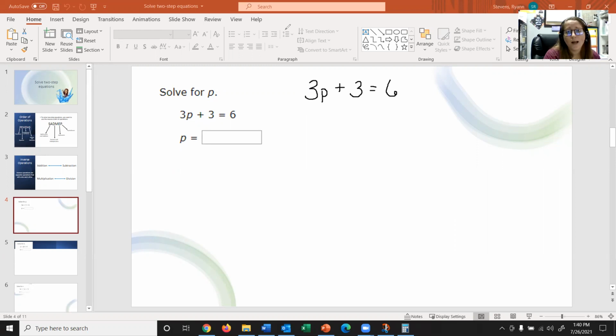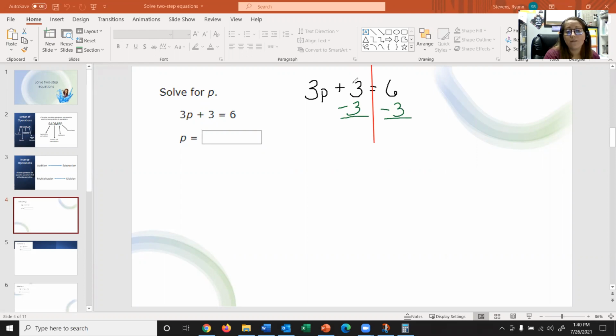Okay, this positive 3, we want to get to the other side of the equal sign, and I'm just going to draw my line right at the equal sign. We want to get the 3 to the other side. So in this case, we have addition, and so our inverse operation is going to be to subtract 3 from both sides. Okay, subtract 3.